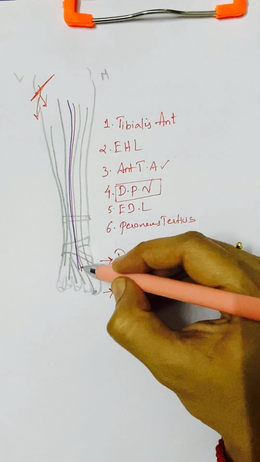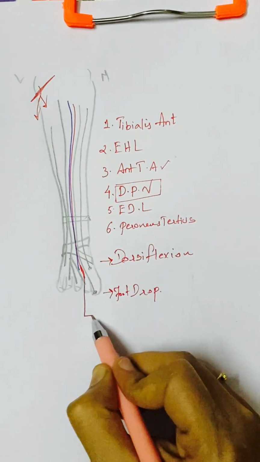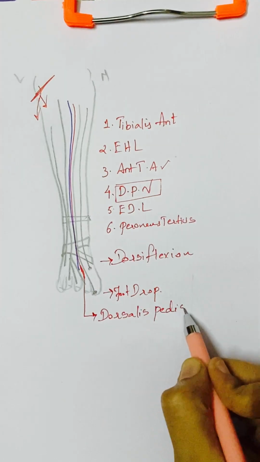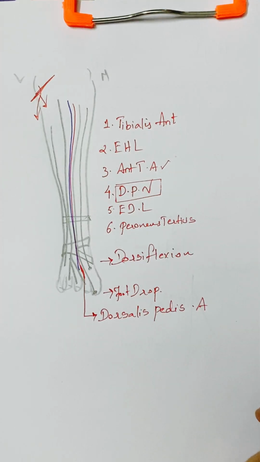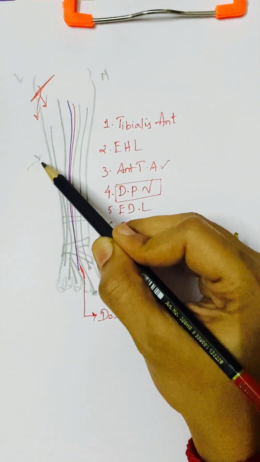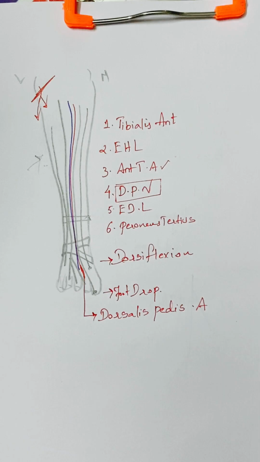So what is the artery here? Anterior tibial artery. This anterior tibial artery, when it reaches the dorsum of the foot, becomes dorsalis pedis artery. So we should know dorsalis pedis artery is a continuation of anterior tibial artery.